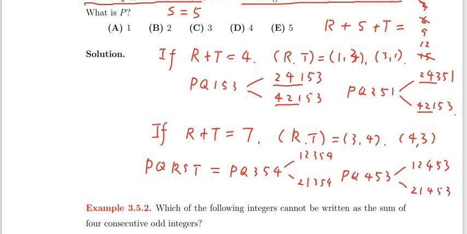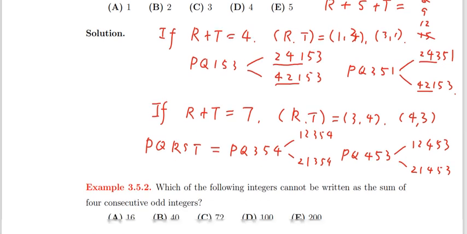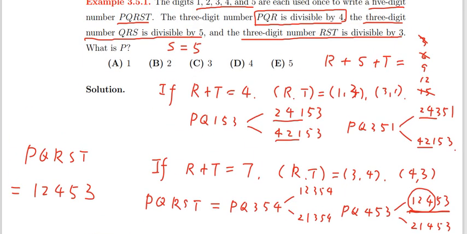So we just check which number satisfies the condition that PQR is divisible by 4. We find only this number is divisible by 4. So PQR is only this number, 1, 2, 4, 5, 3. Okay, what is the question? The question is what is P? Is P equal 1? Okay.